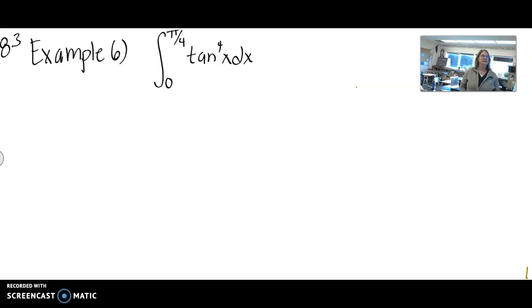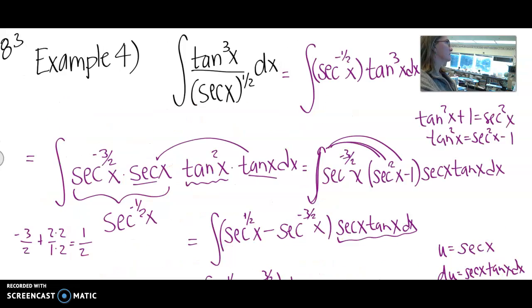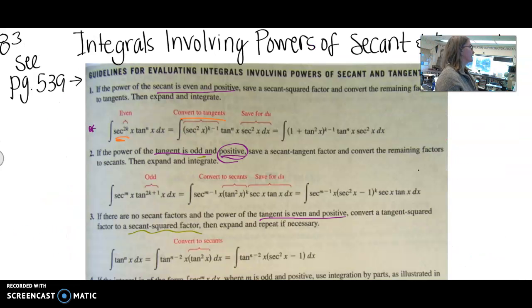All right, in this example, we are going to integrate tangent to the fourth power of x. This is example 6 in our series of trig integration. So let's go to our guidelines.